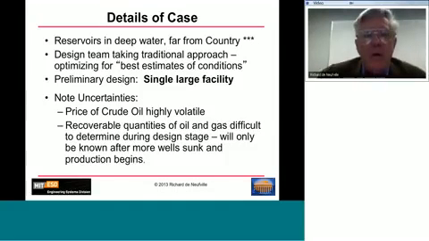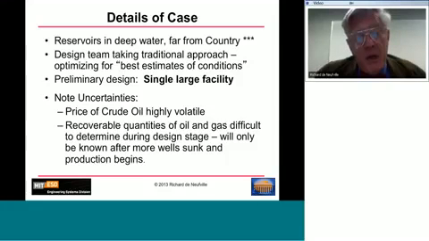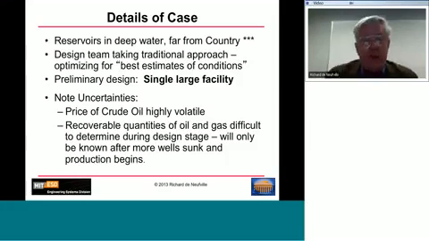The details of this case is it's in deep water, and the design team for this platform was using the traditional approach, in which they used a value of oil, a price of oil given to them by their board of directors, and they looked at the most likely, or more precisely, the median value of the amount of oil that was there, and focused on having a single large facility. They designed it, in other words, for a very specific situation of one price of oil and one design.